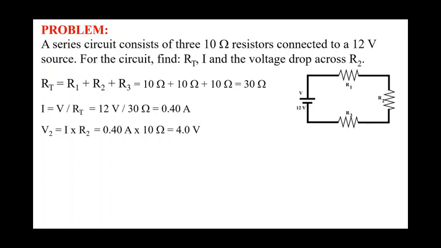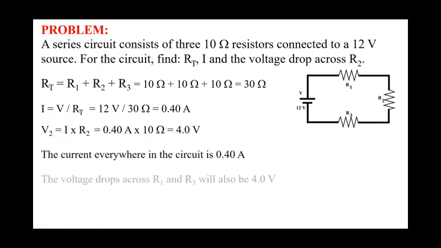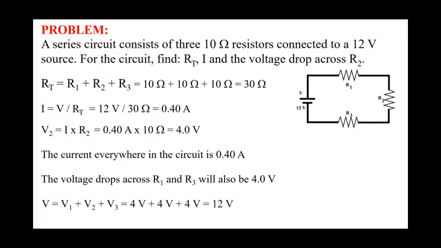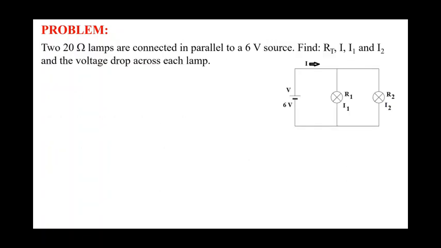Notice, by the way, that the voltage drop across R1 and the voltage drop across R3 will both also be equal to 4 volts as well. And notice that 4 plus 4 plus 4 would add up to a total of 12. Okay, so this is just a fairly simple example of circuit analysis for a series circuit. Let's look at a fairly simple parallel example.